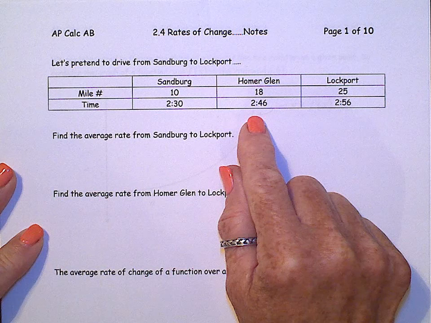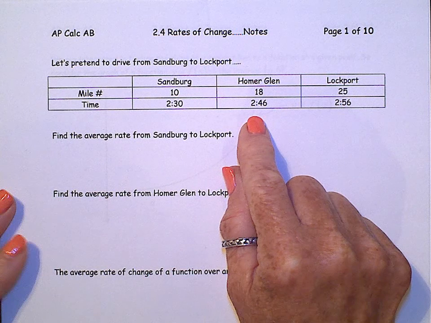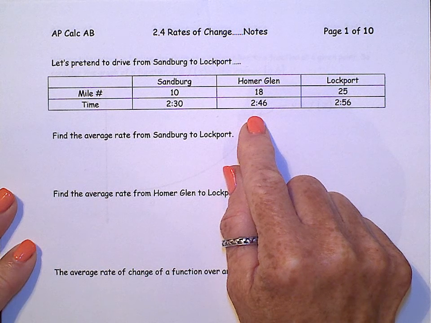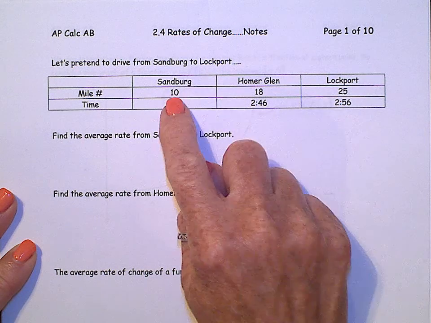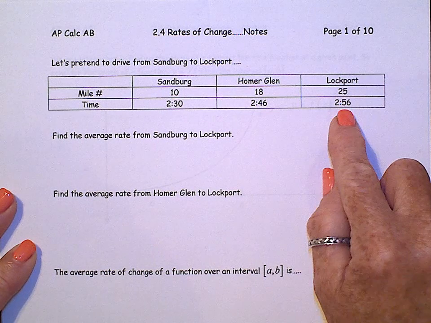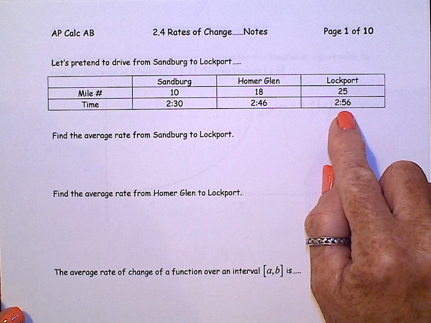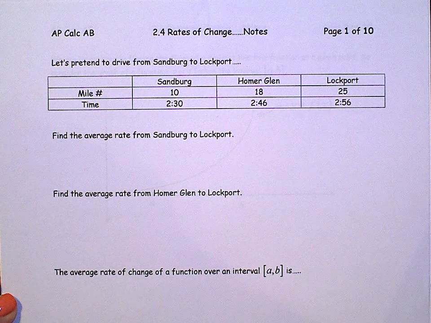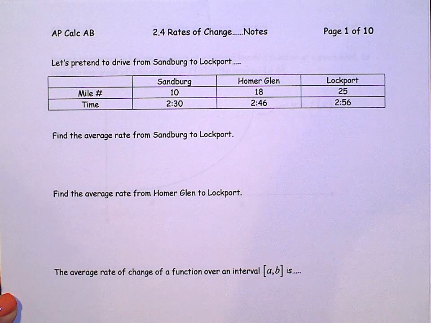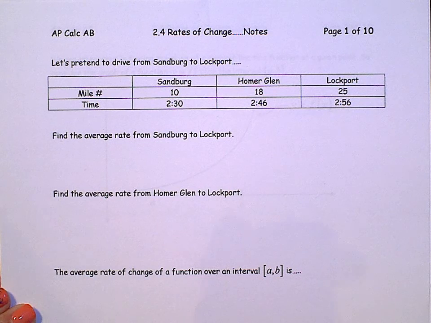Halfway home, my home, in Homer Glen at 2:46, and it was 8 miles. Lockport, all the way home, at 2:56. So, find the average rate from Sandburg to Lockport.